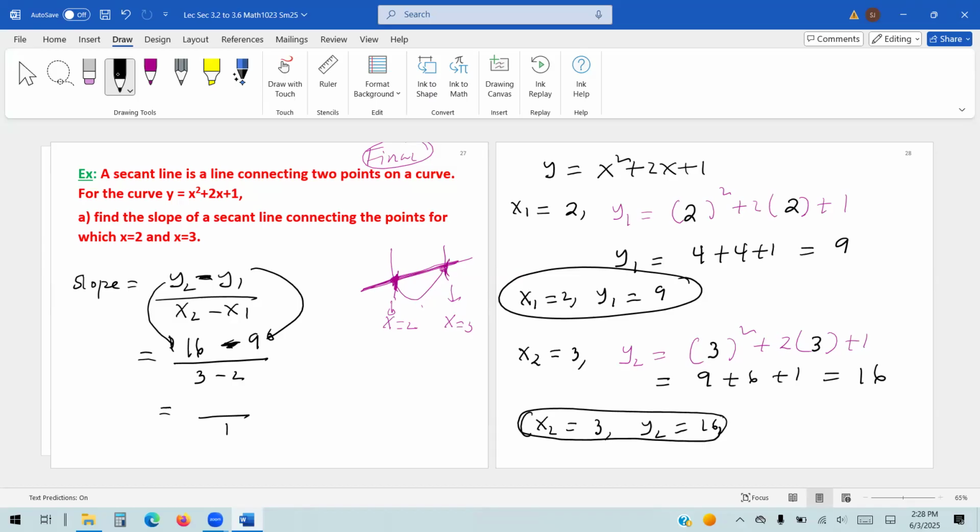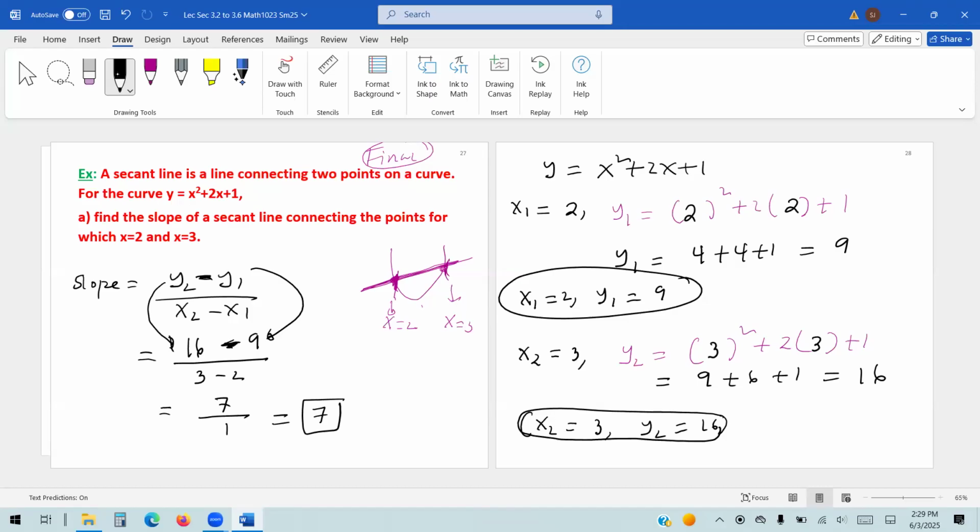They didn't give us the y, but we figured out the y. So anytime some information is given, there is a trick to find the missing pieces. They gave us x, so we substitute each of them into the function to get the individual y. Why do you care about the y? Because our slope formula requires both y's, including both x's. So now all you have to do is figure out the numerator. What is 16 minus 9? 7. And what is 7 divided by 1? 7. So the slope of this secant line is 7.